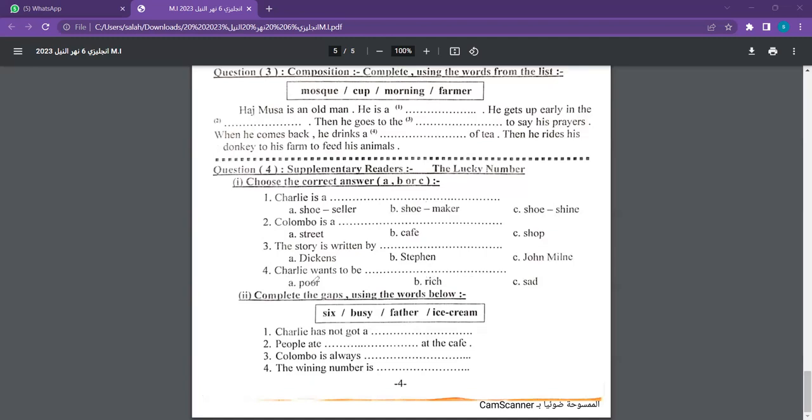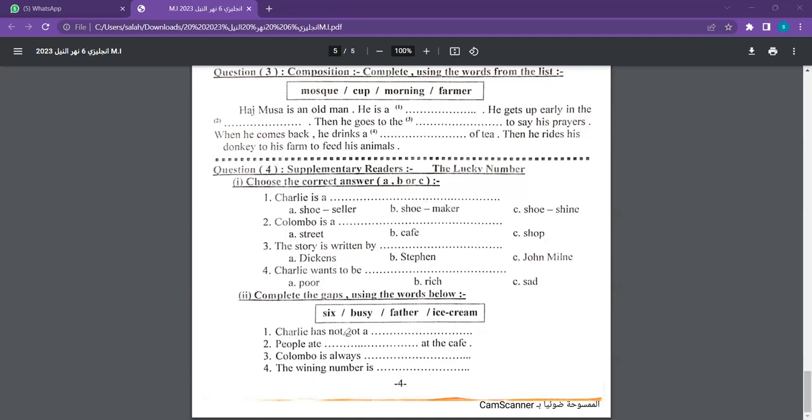Poor means have no money. Rich means have a lot of money. Sad means the opposite of happy. Which one is right? Yeah, rich. Yes, very good. Charlie wants to be rich. He wants to be rich because he wants to have a lot of money. Very good. Complete the gaps using the words below.